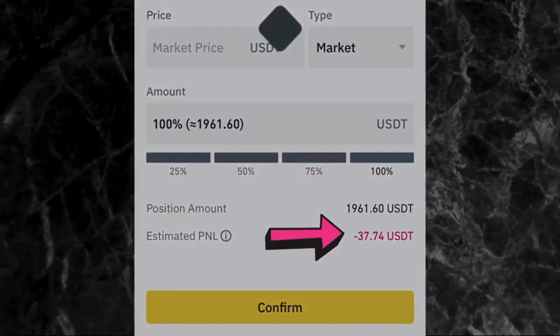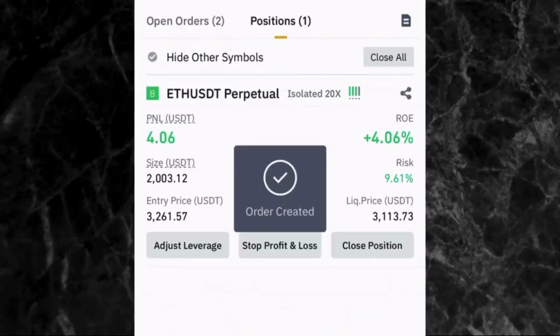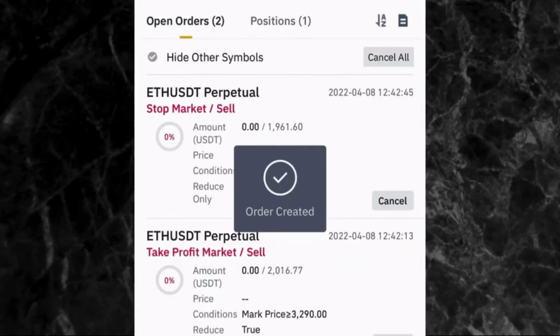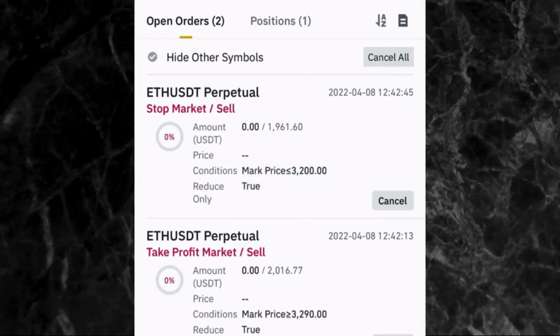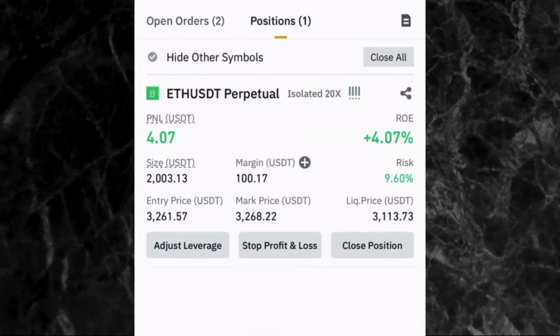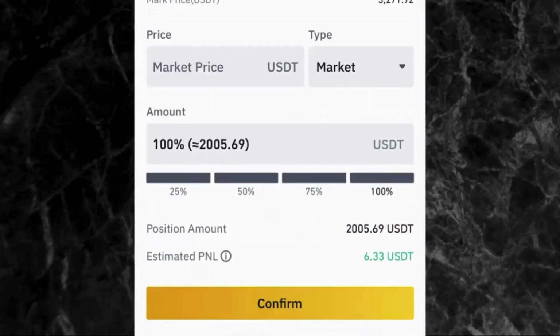So you just tap on confirm, and then you are going to see your take profit and your stop loss under the open order, and your position is opened right here, so you can be monitoring it and taking your profit. So let's say, for example, I want to close my position right here, which means okay, I'm okay with this profit. I don't want to be too greedy. I'll just tap on close position right here. You can see we've already made about 5 USDT right now, and just tap on confirm.